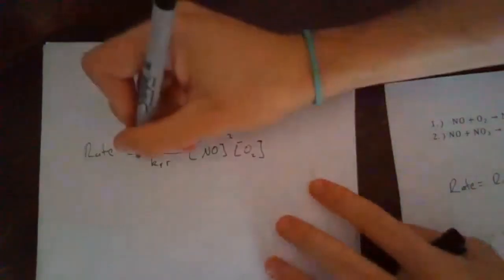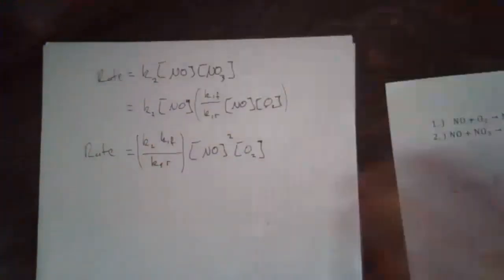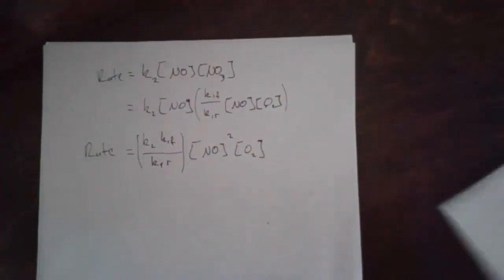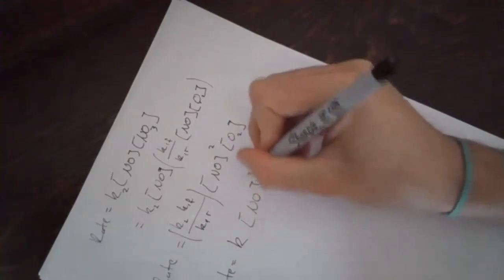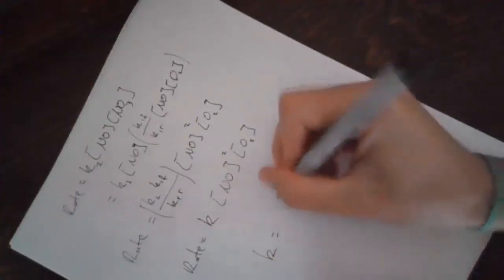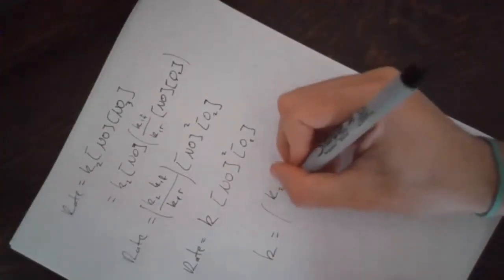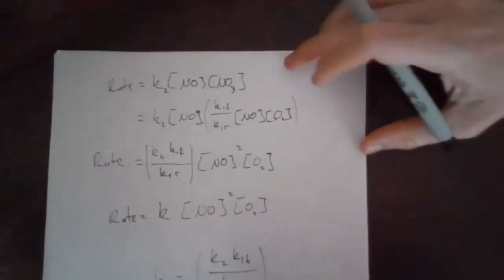It is worth noting that you could also write this. You'll note that those are all numbers, those are all Ks. And so you could easily write this as just rate is equal to K overall times the concentration of NO squared, concentration of O2, and you come up with this relationship that K for the overall rate is equal to K2, K1 forward, divided by K1 reverse.